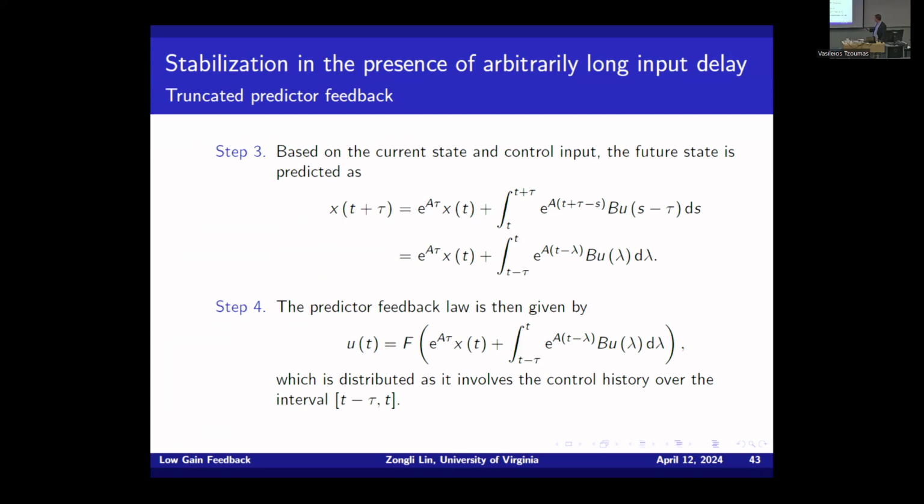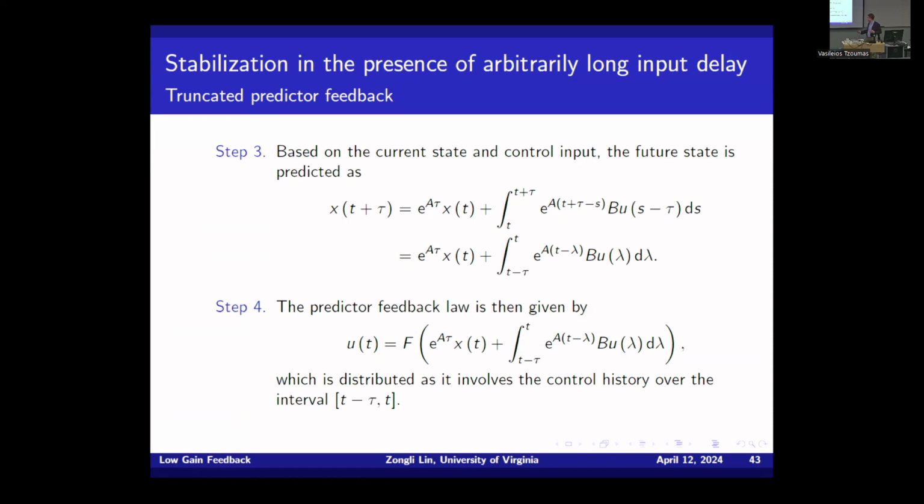But the little problem here is that this state, in order to determine the state at t plus tau, I need the history of the input before that time, right? But remember, we are using this predicted state to compute the input, right? But you need the input there. So this becomes like what? A chicken and egg problem, right?